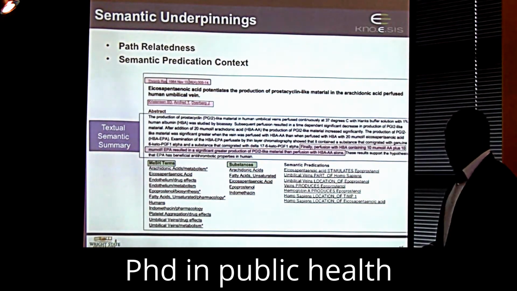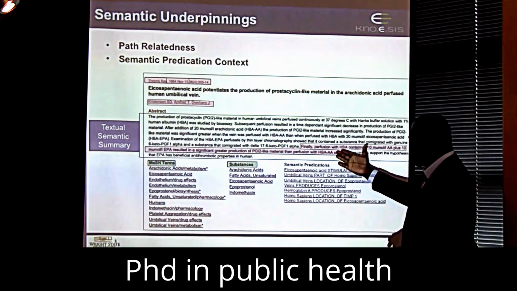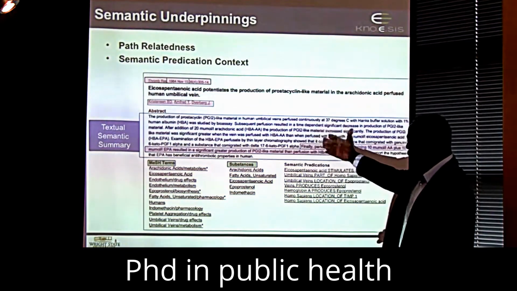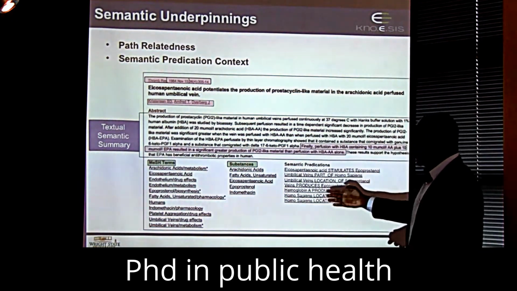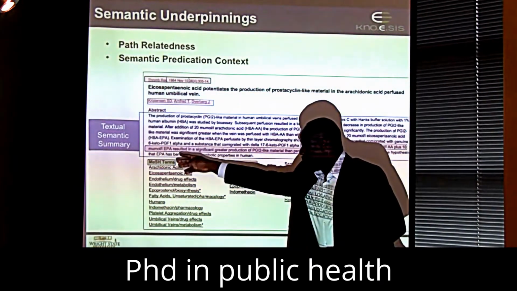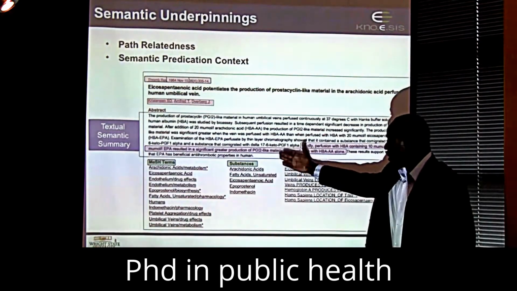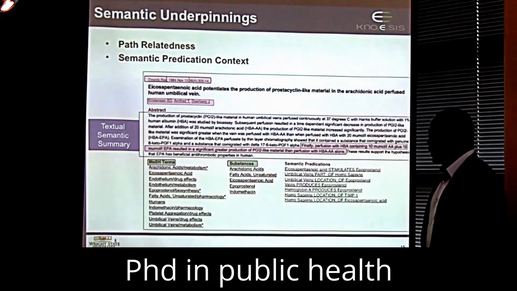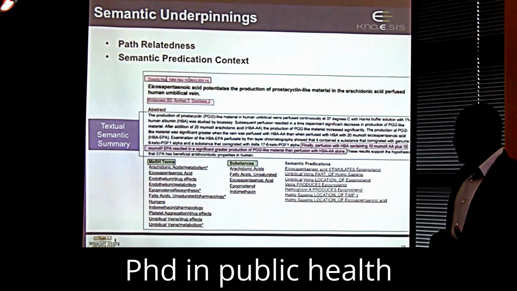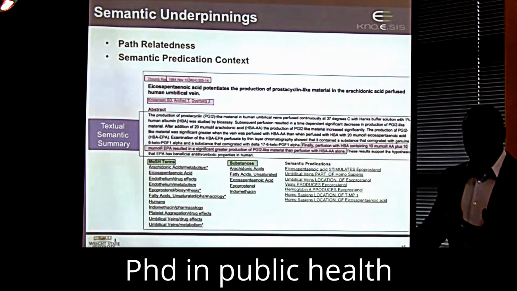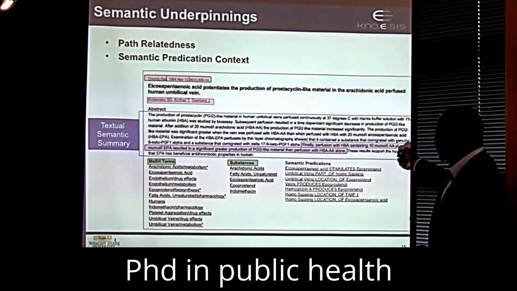There's a sentence in the abstract that conveys exactly this. The author says, finally, the perfusion with HbA, which is human albumin, a serum essentially, containing 10 mmol of arachidonic acid plus 10 mmol of EPA, resulted in a significantly greater production of this prostacyclin-like material than when the HbA was used alone. And so the fundamental point being conveyed here is that EPA stimulates or potentiates the production of prostacyclin. That's captured in the abstract.